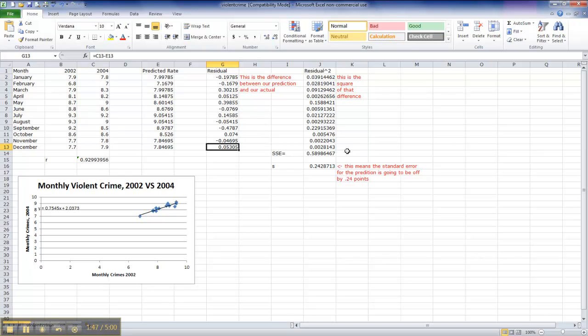Okay? Now, we need to square this guy. So I'm going to type in equals my data squared. Now to square something, you do the little caret to the square. All right?